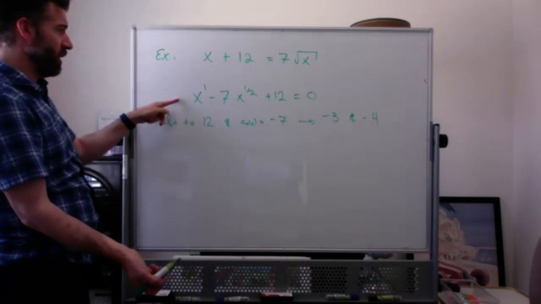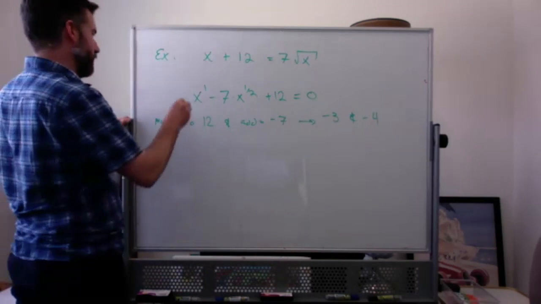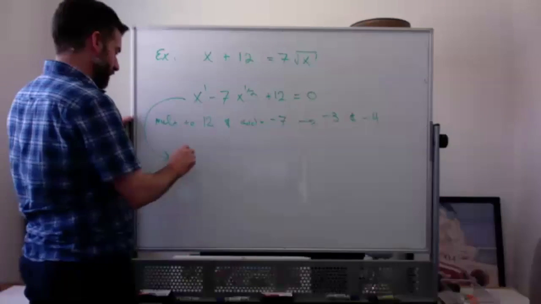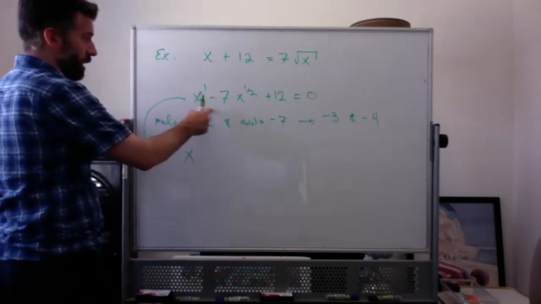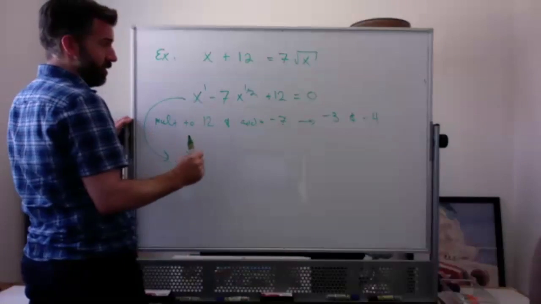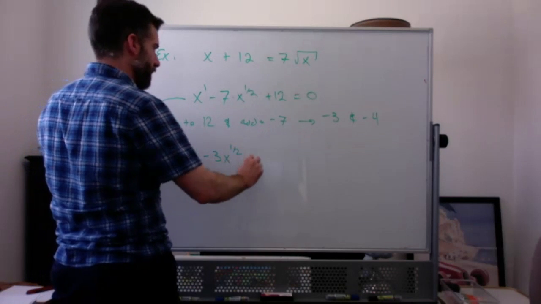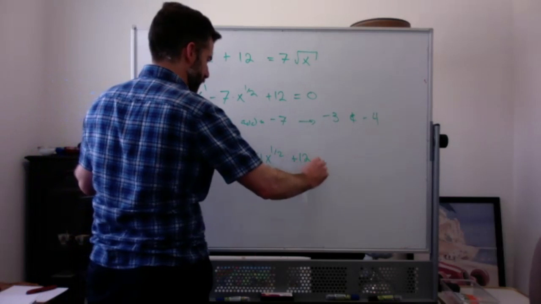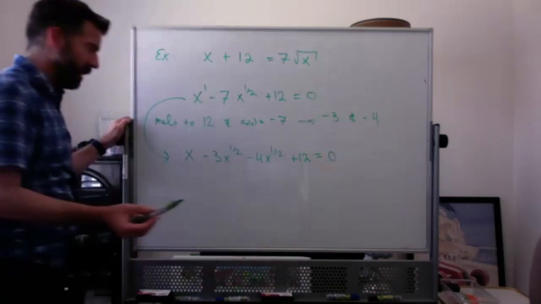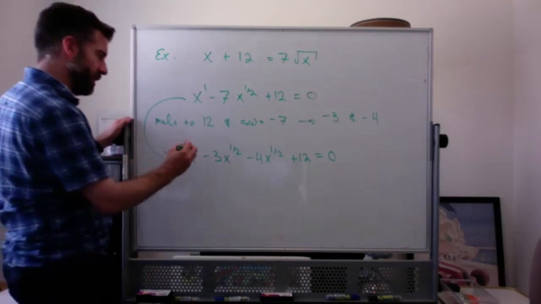So in this case, I'm going to write this as x. I'm not going to write the first power; we know it's to the first power. And I'm going to write the -7 times x to the 1/2 as -3 times x to the 1/2 -4 times x to the 1/2 plus 12. And this is where we have to be a little extra careful, I think. So maybe I will write the x to the first.